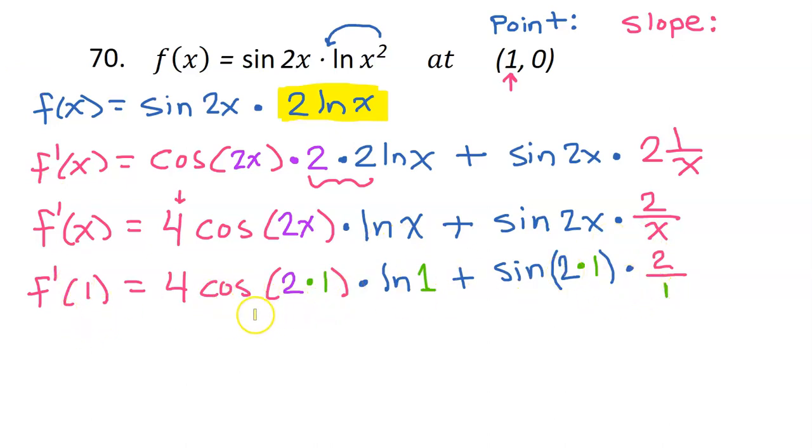And at first I was thinking, wow, this is the longest slope I've ever seen. Except I realized one thing. The natural log of 1 has a value of 0, which is going to wind up wiping out this entire part of the equation.